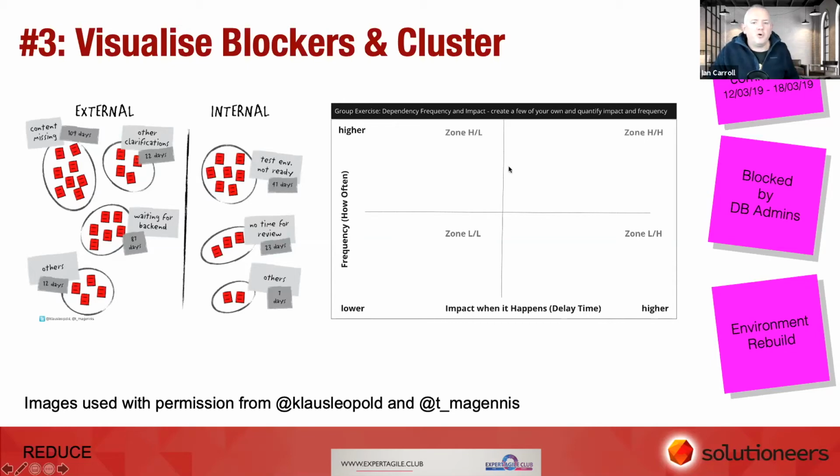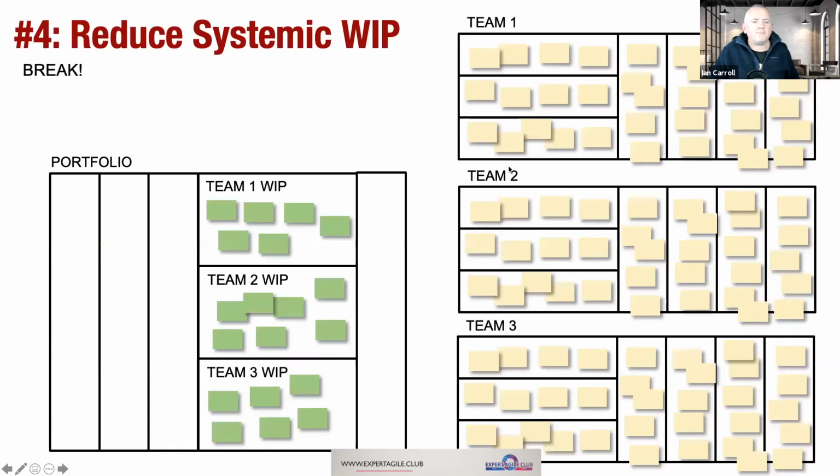Right, number 4, reduce systemic WIP. Now, I've just been running a portfolio Kanban training course this morning with a really good cohort of attendees from one of the departments in the UK government. And we were laying out their portfolio. And what we found was they've just got too many projects in progress. Now, that's not such a surprise, eh? I think it's a common thing. We have too many projects in progress.